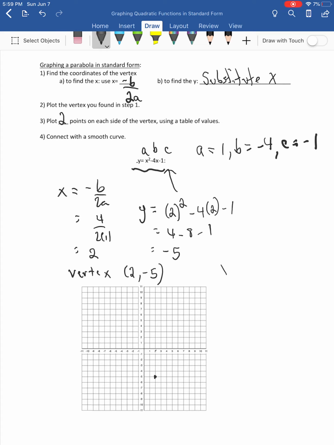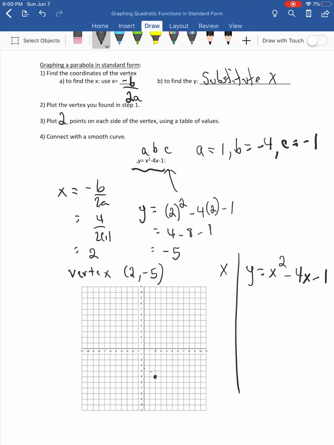Now, step 3, we're going to plot 2 points on each side of the vertex using a table of values. Here's what that means. I'm going to make a chart: x, y equals x squared minus 4x minus 1. So we want 2 points on each side of the vertex.